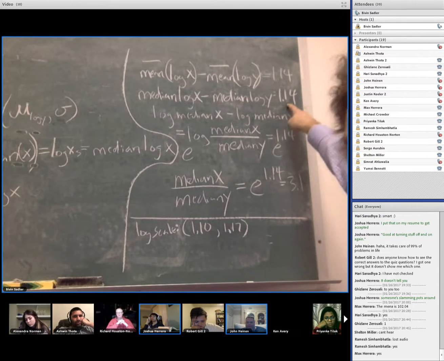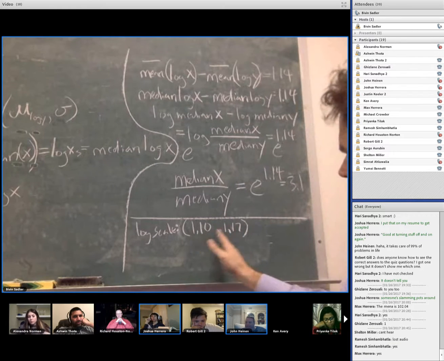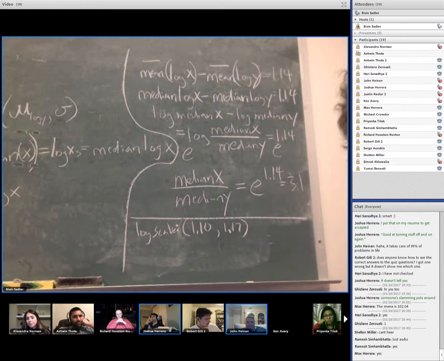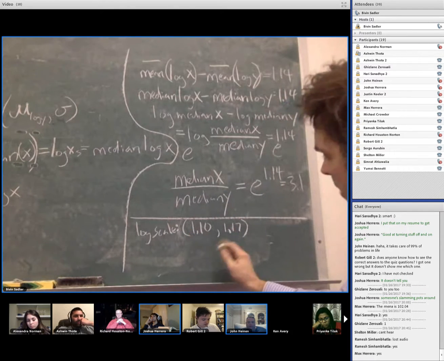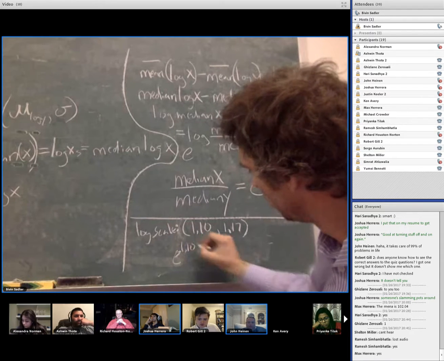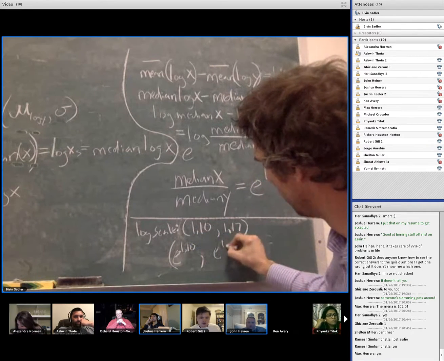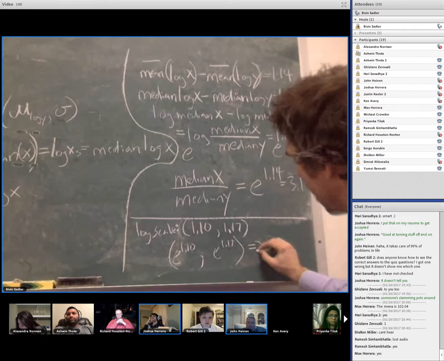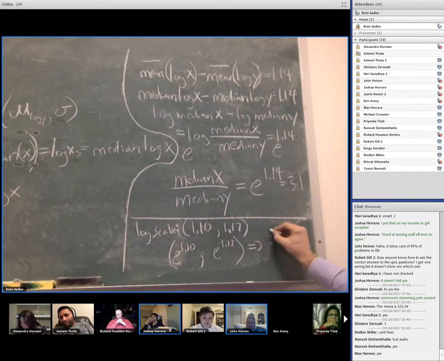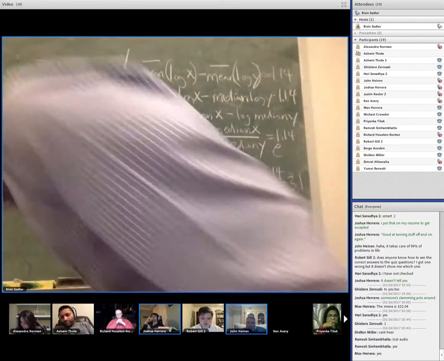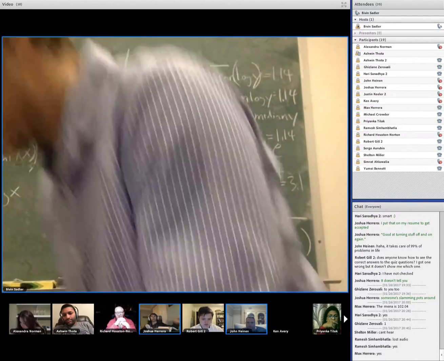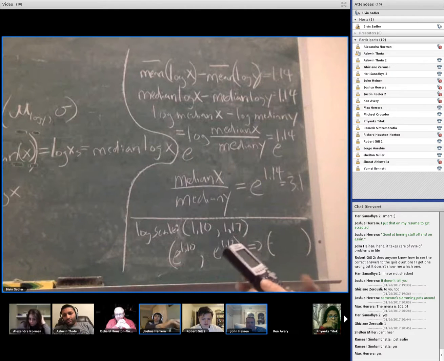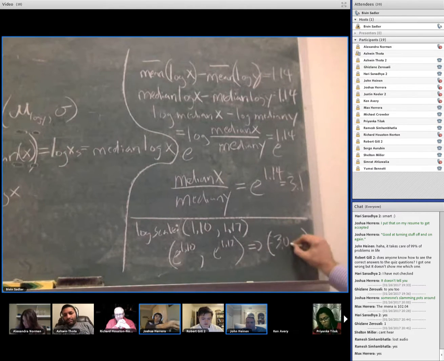Well, all you have to do is, if you have the confidence interval for this, exponentiate both sides: e to the 1.10, e to the 1.17, and then you have a confidence interval for the 3.1. Just for completeness, we'll go ahead and do that. So e to the 1.1 is 3.0, and e to the 1.17 is 3.2.